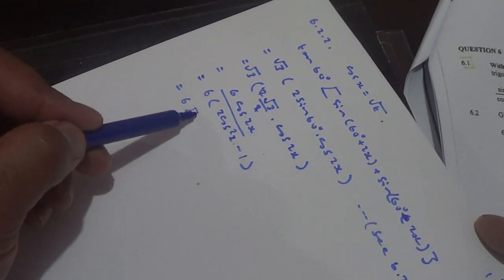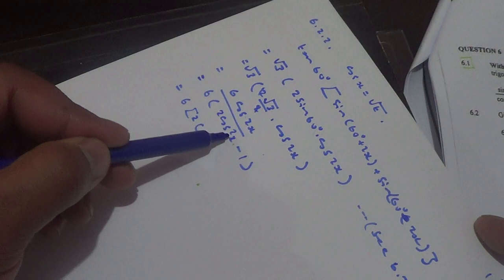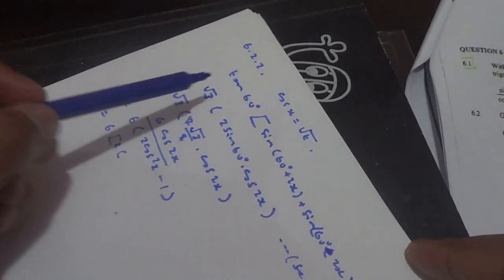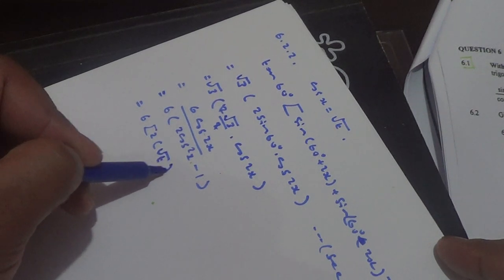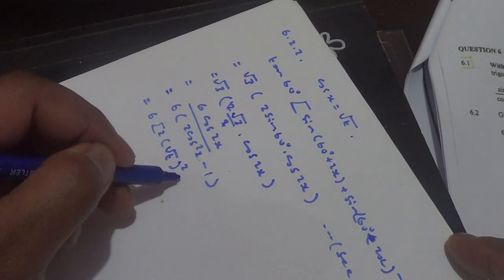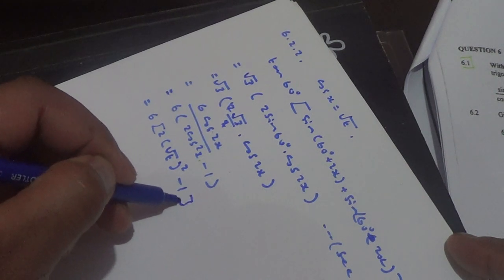Now what is that? So it's going to be 2 into cos squared x. But now what is cos x? It is root t. So it's going to be root t squared here, minus 1.